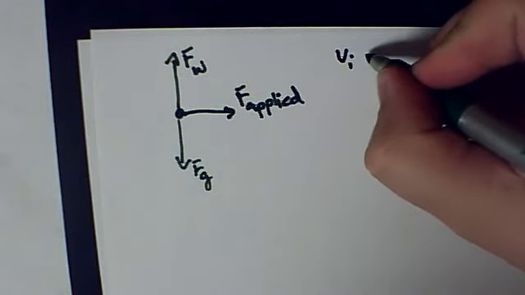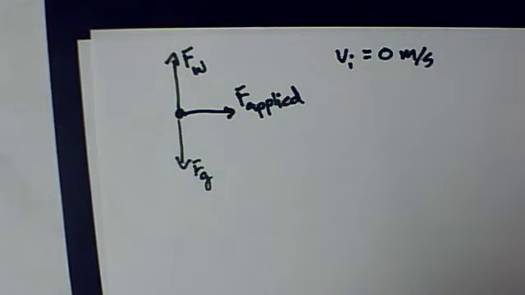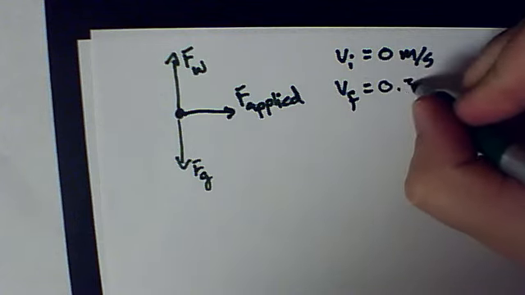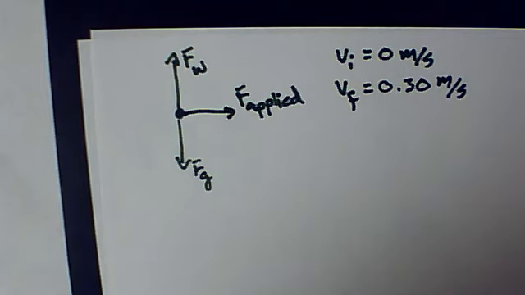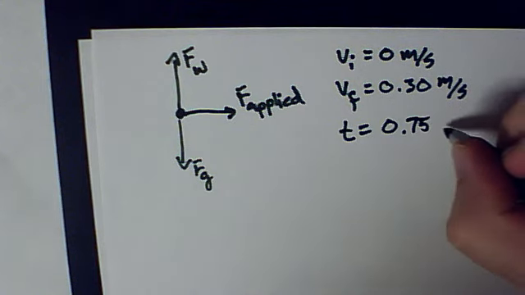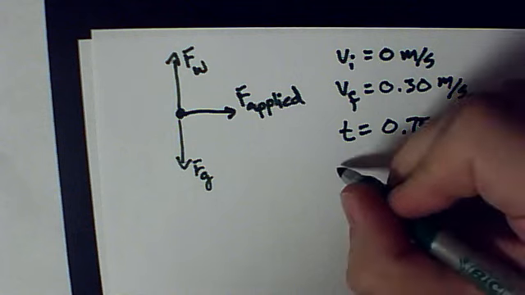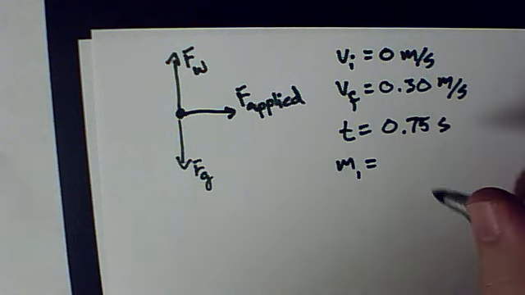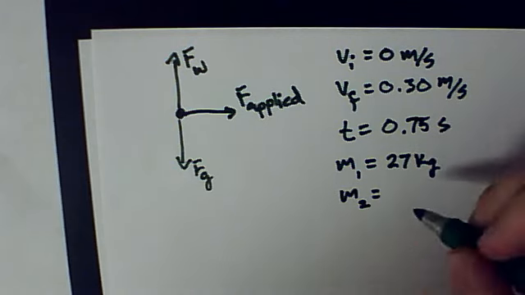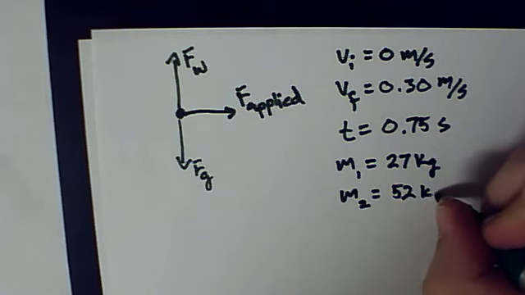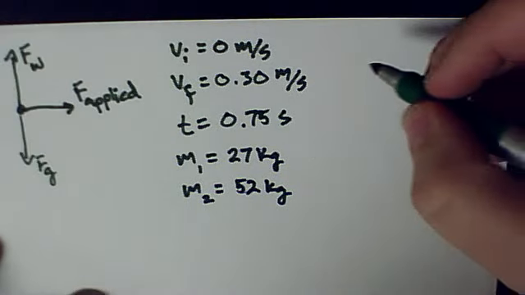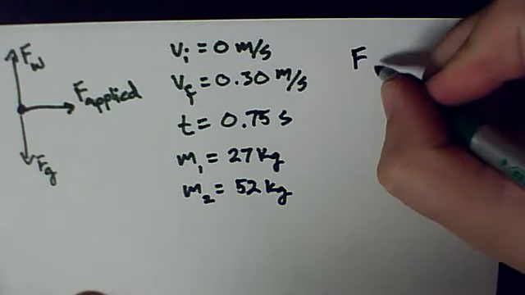But it tells us that our initial velocity is 0 meters per second, and our final velocity is 0.30 meters per second, and it tells us that the time is 0.75 seconds, and the mass of the boat is 27 kilograms, and the mass of the girl is 52 kilograms. So this is all the information that they give us, and what we don't know is the force.